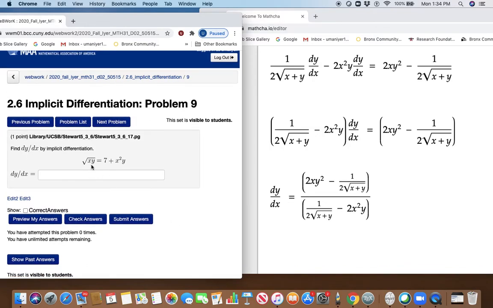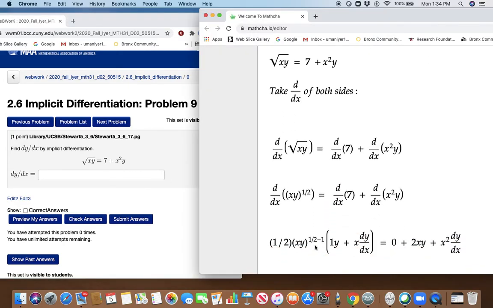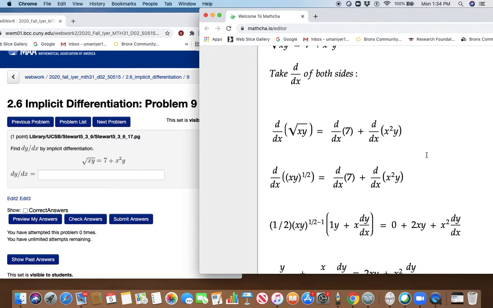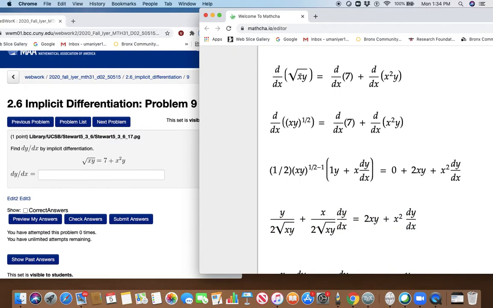Implicit differentiation, square root of xy plus y equals 7 plus x squared y. Take the derivative with respect to x of both sides. The derivative of the left equals the derivative of 7, plus the derivative of x squared y. Here, square root of xy is xy to the power half. Half comes down and reduces the power. This is the chain rule, as there is something complicated inside. So its derivative is the product rule.